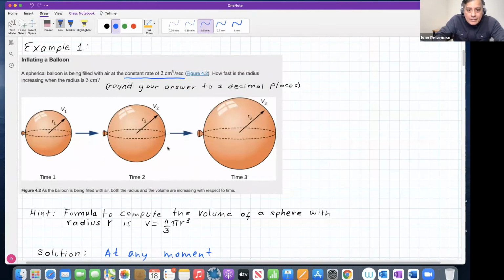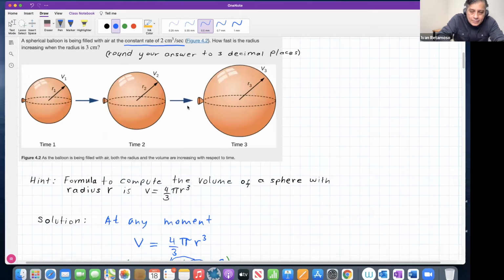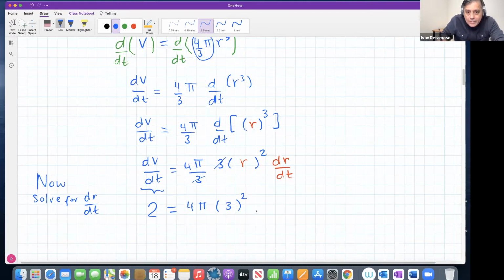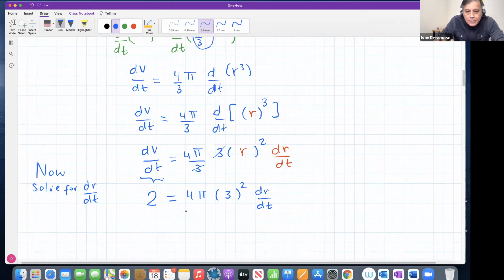Aha, is someone noticing the 3? Very good, Marcos. Yeah, 3. Because they want you to freeze this motion when the radius is 3. So the radius is 3 at that moment, and at that moment they want the rate of change of r. And this guy we don't have, dr/dt, and we have to find it. Now we're going to solve for that.